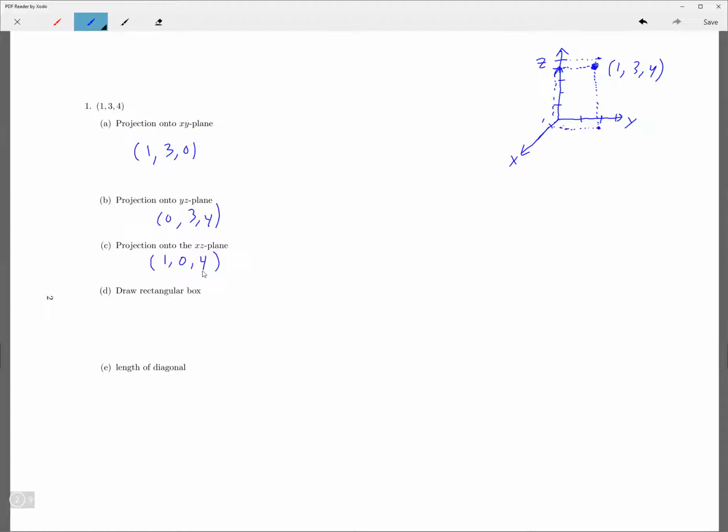Okay, so let's see. I'm going to put those into WebAssign and see if that works. Whoa, that works. Those points do work. Yay. And then the next one would be to draw the rectangular box.